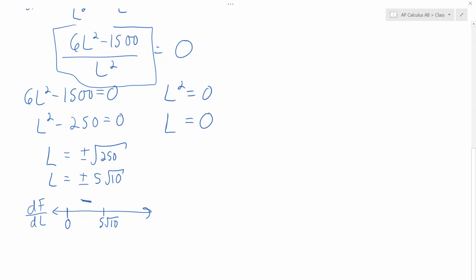Great. If you put a number bigger than 5 root 10 in, like a million, you get that the derivative is positive. What that tells you is the amount of fence decreases as you make the length go anywhere from 0 to 5 root 10. But once you cross that, the amount of fence is going to start increasing again. So the minimum amount of fence happens at 5 root 10.